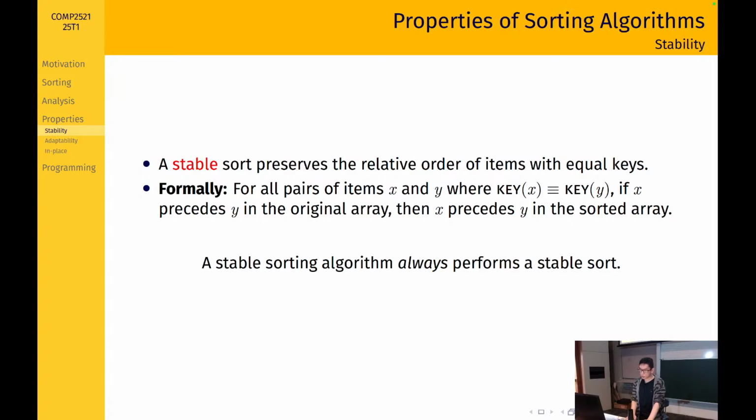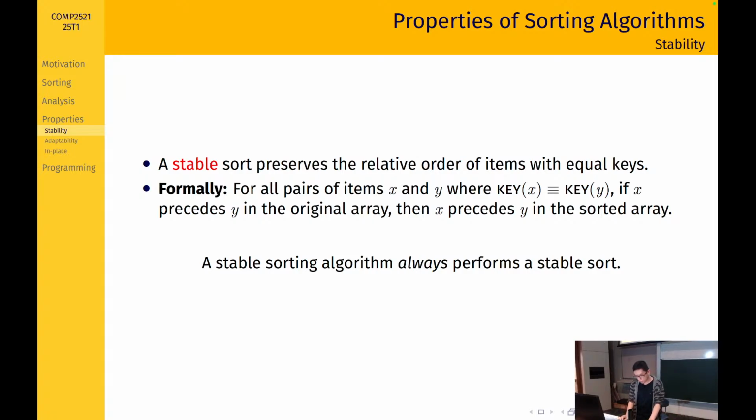Okay, and a stable sorting algorithm. There's a difference between a stable sort and a stable sorting algorithm. A stable sort is what happens if you sort the array and it happens to preserve the relative order of items with the same key. A stable sorting algorithm will always perform a stable sort. So it's possible for an unstable sorting algorithm to produce a stable sort, but it's not guaranteed.